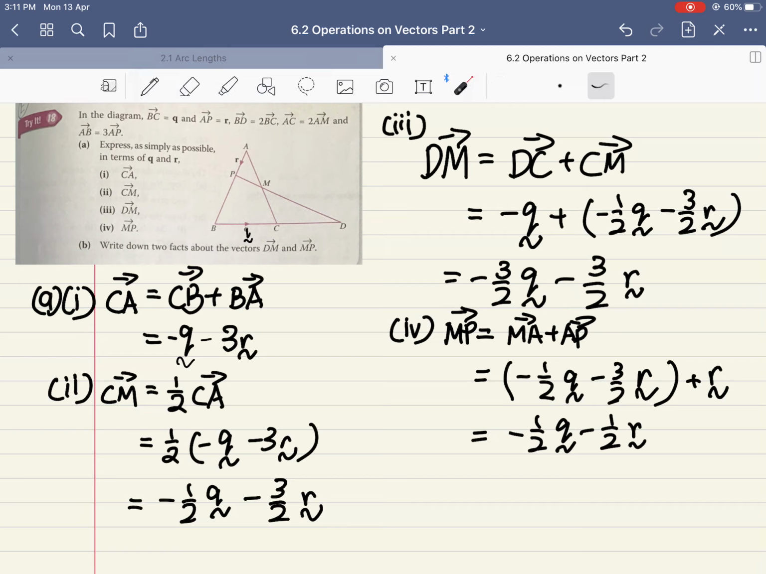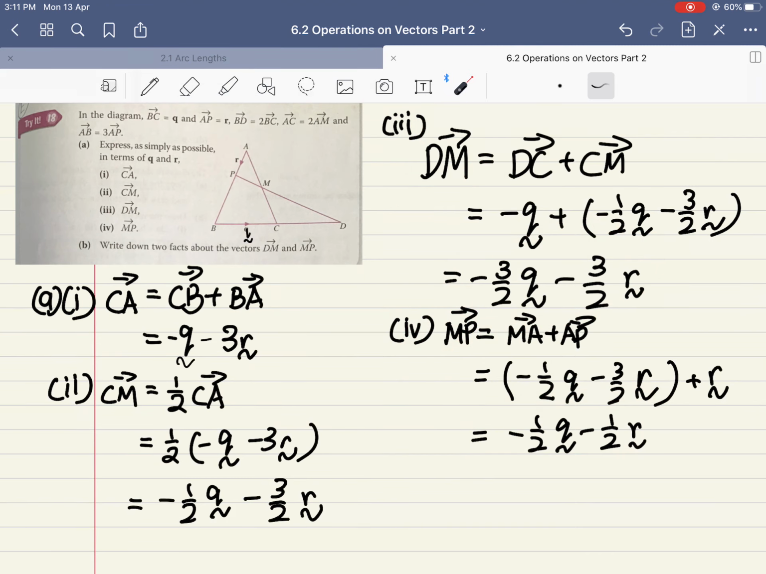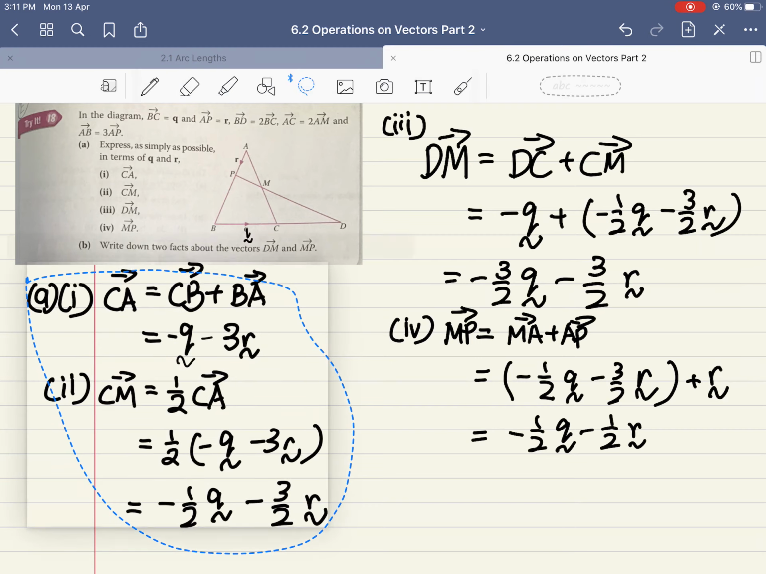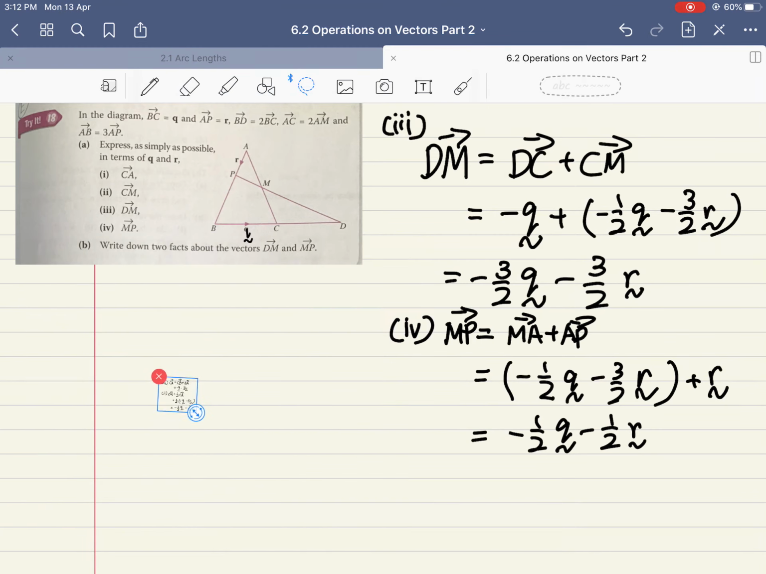Write down two facts about DM and MP. So what I am dealing with now is DM and MP. I'm dealing with this and this. So I think I don't need part A1 and A2 anymore. What I'll do is select all of them, resize and make it small so that I have a bit more space to write on.